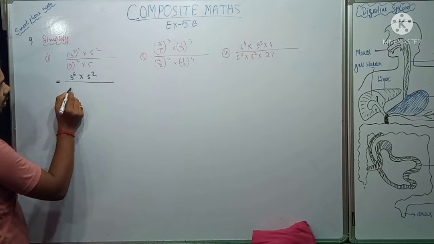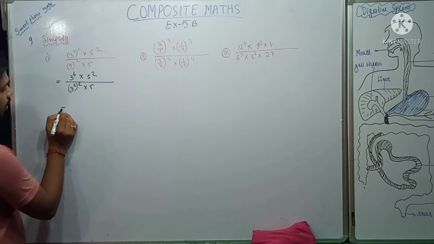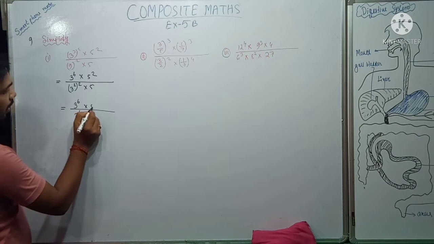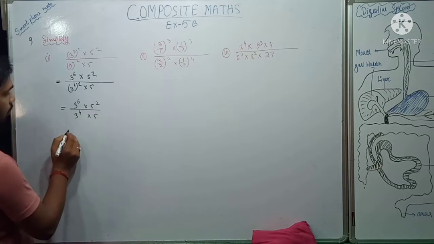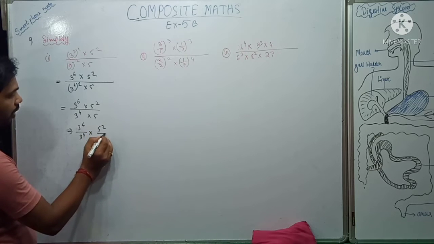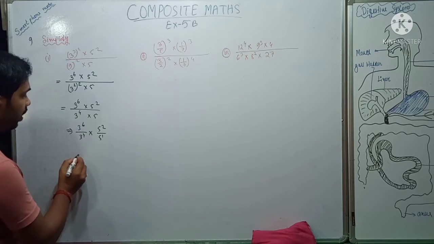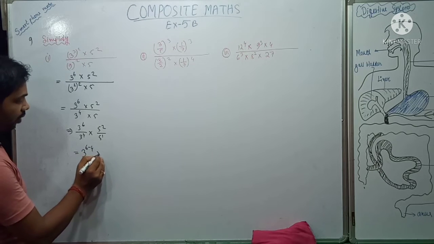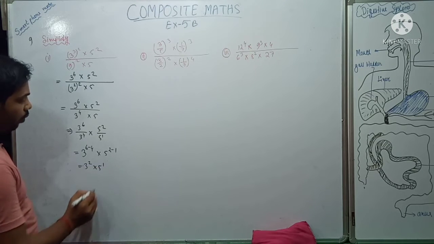Now can we express this in power of 3? Yes, we can write 3 power 2 whole power 2 into 5. Now you see, it is 3 power 6 and it is 3 power 4 into 5 square into 5. Okay, so can we write like this? 3 power 6 by 3 power 4 into 5 power 2 by 5 power 1. Yes, we can write like this. Now you see, when bases are same and divided, then powers are subtracted. So it will be 3 power 6 minus 4 into 5 power 2 minus 1. So it will be 3 power 2 into 5 power 1.